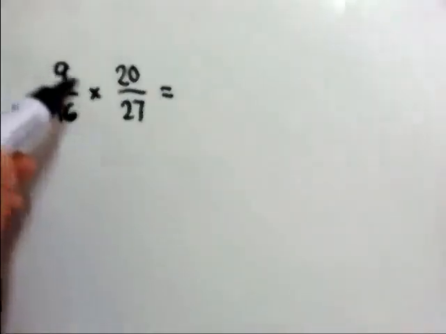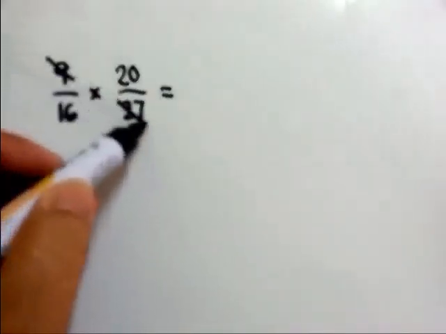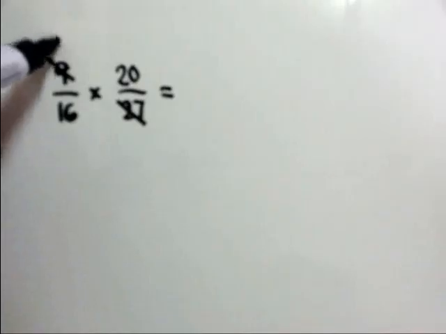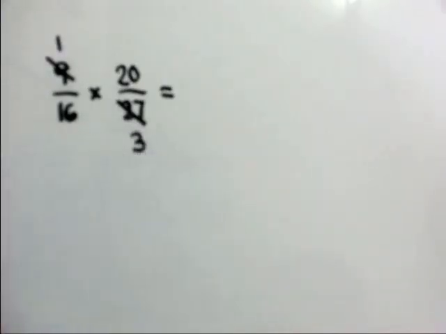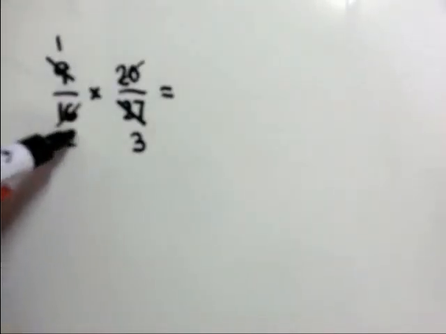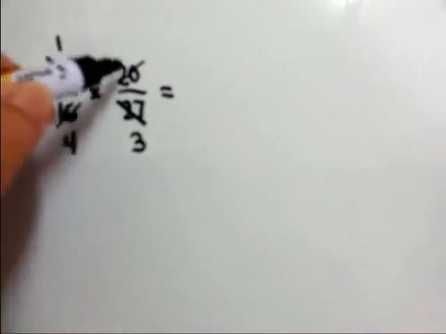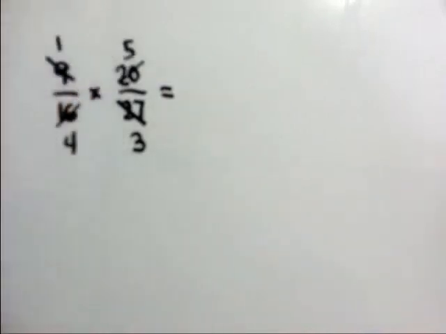9 and 27 are divisible by 9. So 9 divided by 9 equals 1. 27 divided by 9 equals 3. And we have 1 over 16 times 20 over 3. 16 and 20 are divisible by 4. So 16 divided by 4 equals 4. 20 divided by 4 equals 5. And so we have 1 over 4 times 5 over 3.